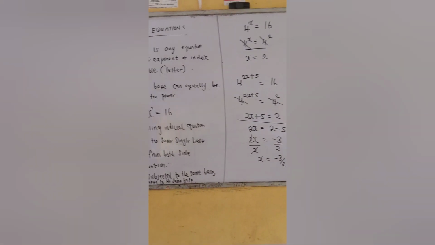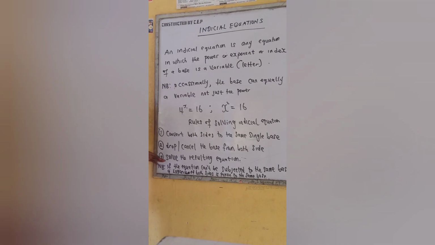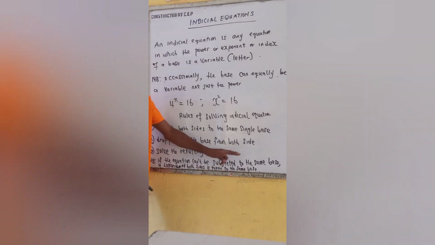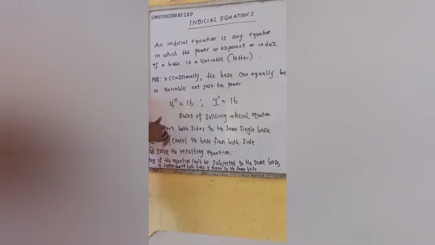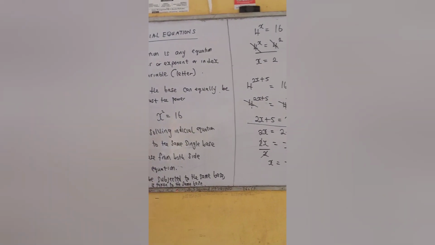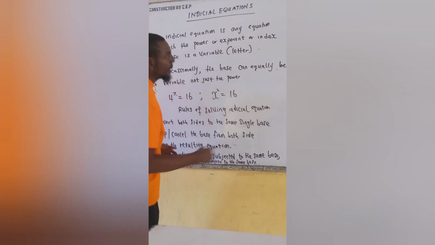Then here is a very special case. If the equation can't be subjected to the same base, when they give you an equation and you find that converting both sides to the same base becomes impossible, a logarithm of both sides is taken to the same base. What does it entail? Watch this.